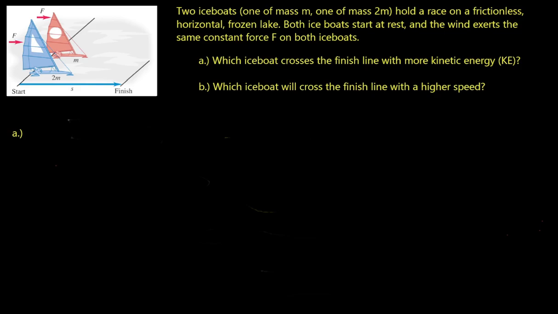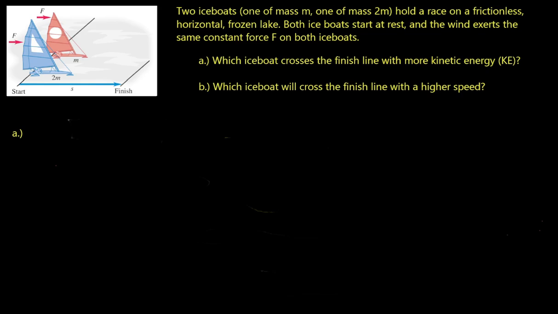For this problem, we're going to focus more on the conceptual side of the work-energy theorem. Here we have two ice boats, one of mass m and one of mass 2m, that hold a race on a frictionless horizontal frozen lake. Both ice boats start at rest, and the wind exerts the same constant force, F, on both ice boats. We are asked to solve for which ice boat crosses the finish line with more kinetic energy, and which ice boat crosses the finish line with a higher speed.